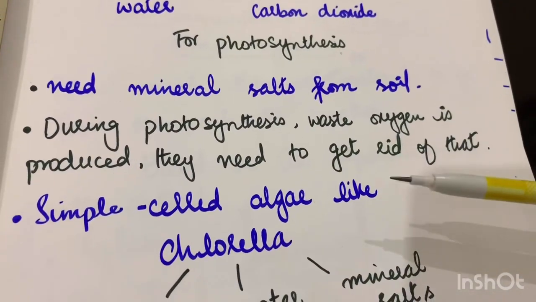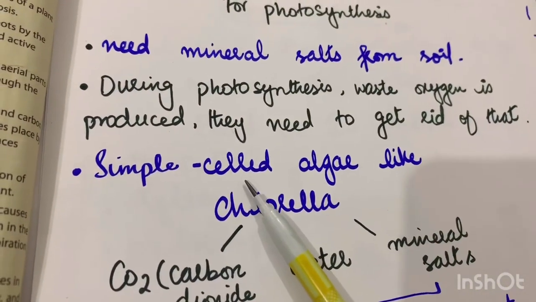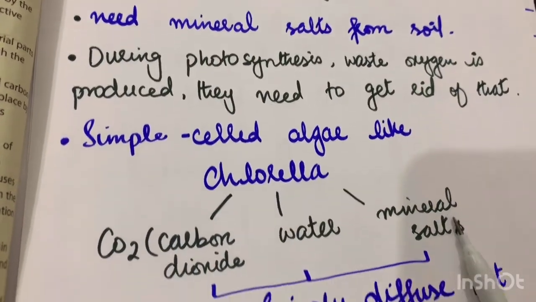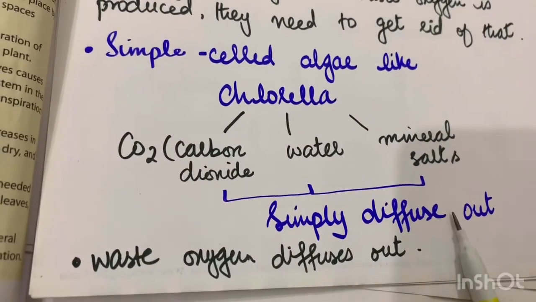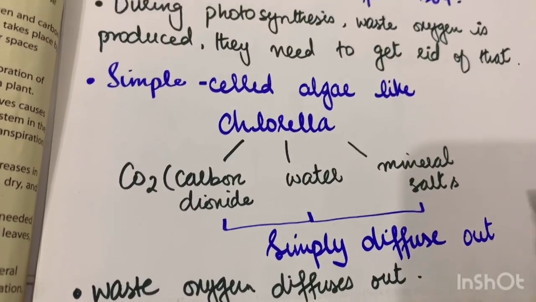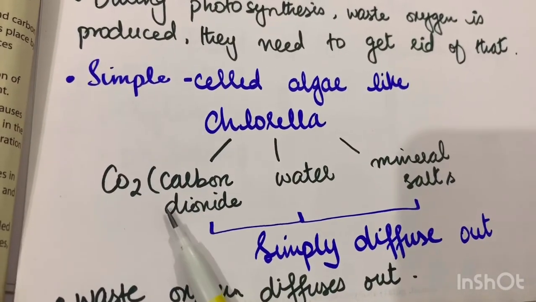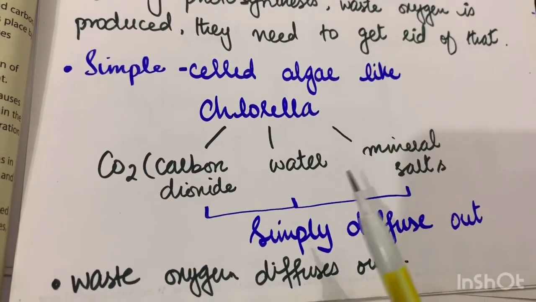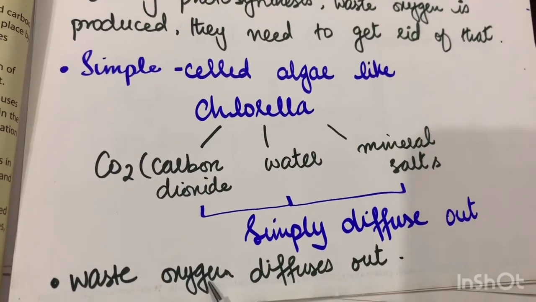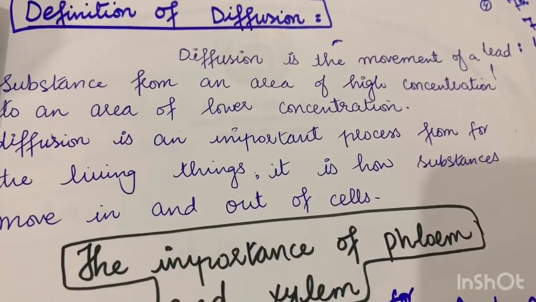Simple celled algae like chlorella, carbon dioxide, water and mineral salts are simply diffused out. Waste oxygen diffuses out. So all the products, either gases like carbon dioxide, or mineral salts, or water, or waste oxygen, all will be diffused out. We need to know what is diffusion.